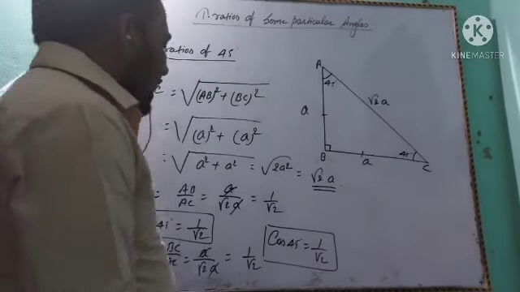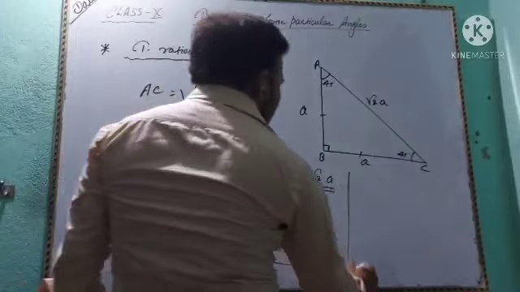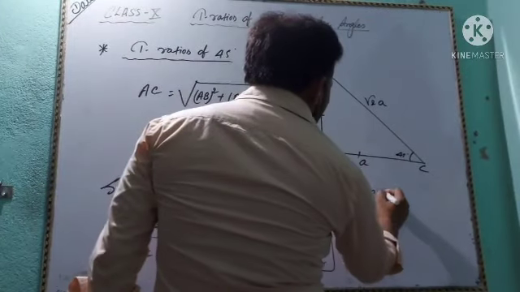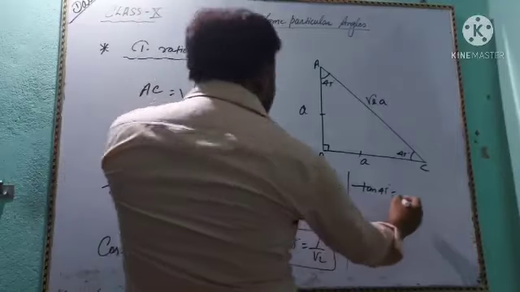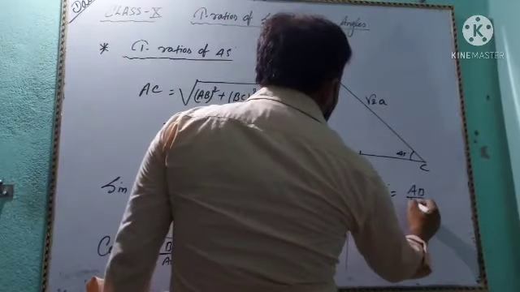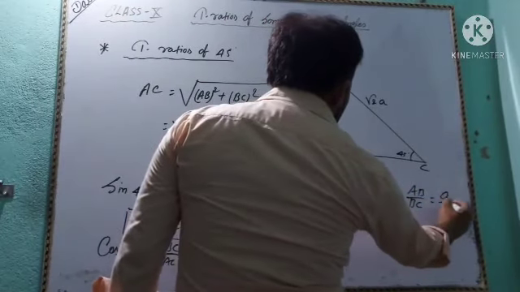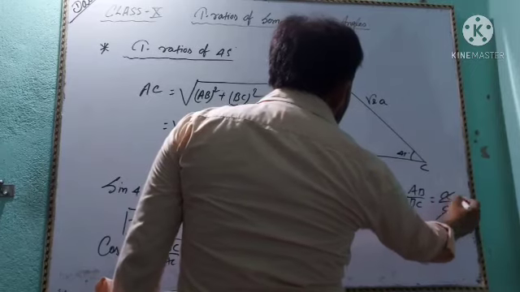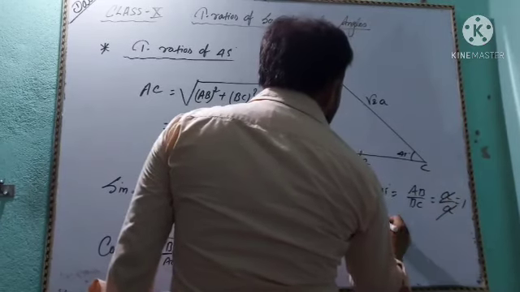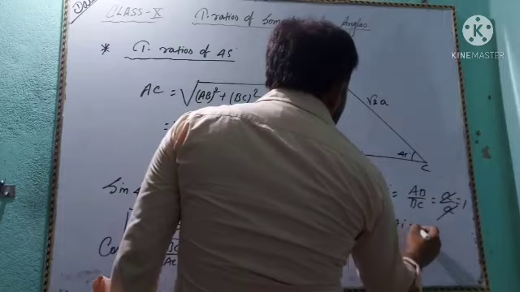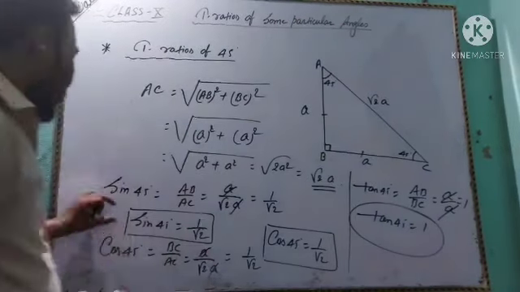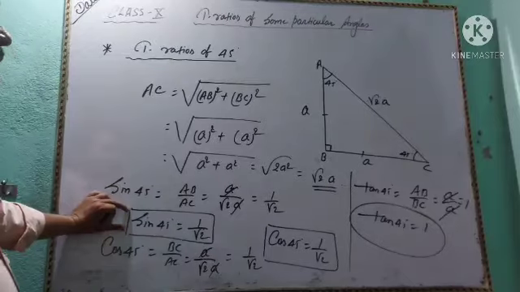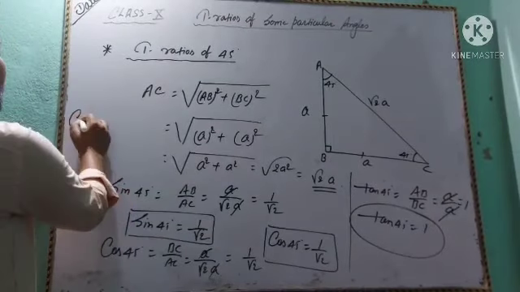After sin and cos, that is tan 45 degree. Tan 45 degree is equal to perpendicular by base. So AB by BC, AB is a unit and BC is also a unit. A is cancelled, that is 1. So students, tan 45 degree is equal to 1.